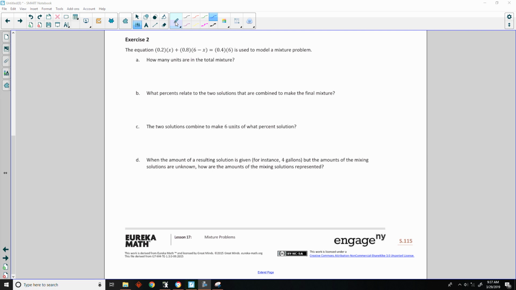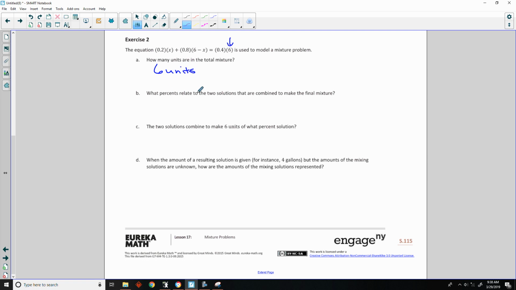Okay, exercise 2. The equation 0.2x plus 0.8 times 6 minus x equals 0.4 times 6 is used to model a mixture problem. How many units are in the total mixture? Okay, the total is right here. 6 units.